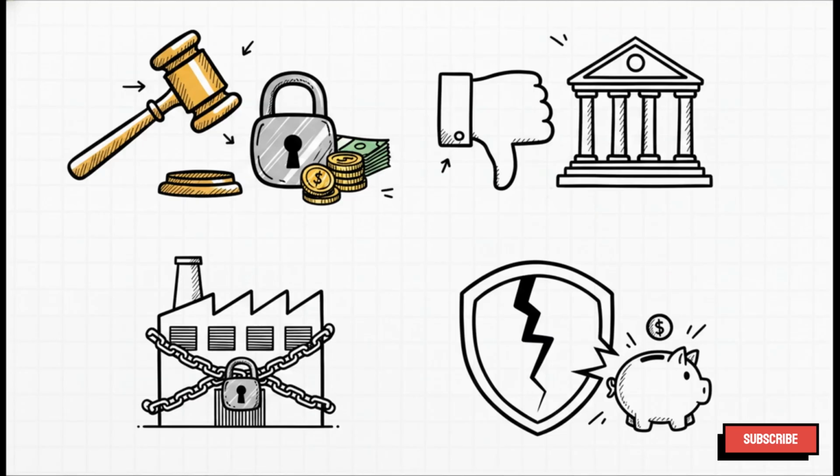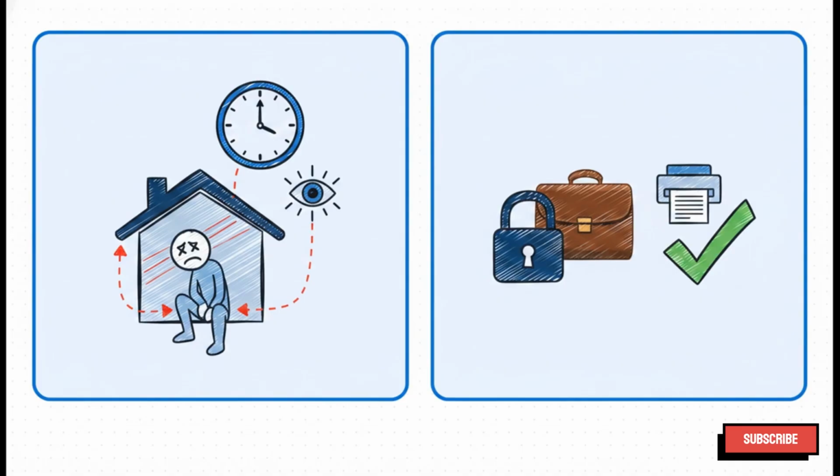Next is loss of good standing, which completely blocks your ability to get business loans. Then there's administrative dissolution. That's a fancy way of saying the state literally shuts down your business. And finally, personal liability. If your LLC gets shut down, you lose your protection, meaning your own personal bank accounts are suddenly at risk.